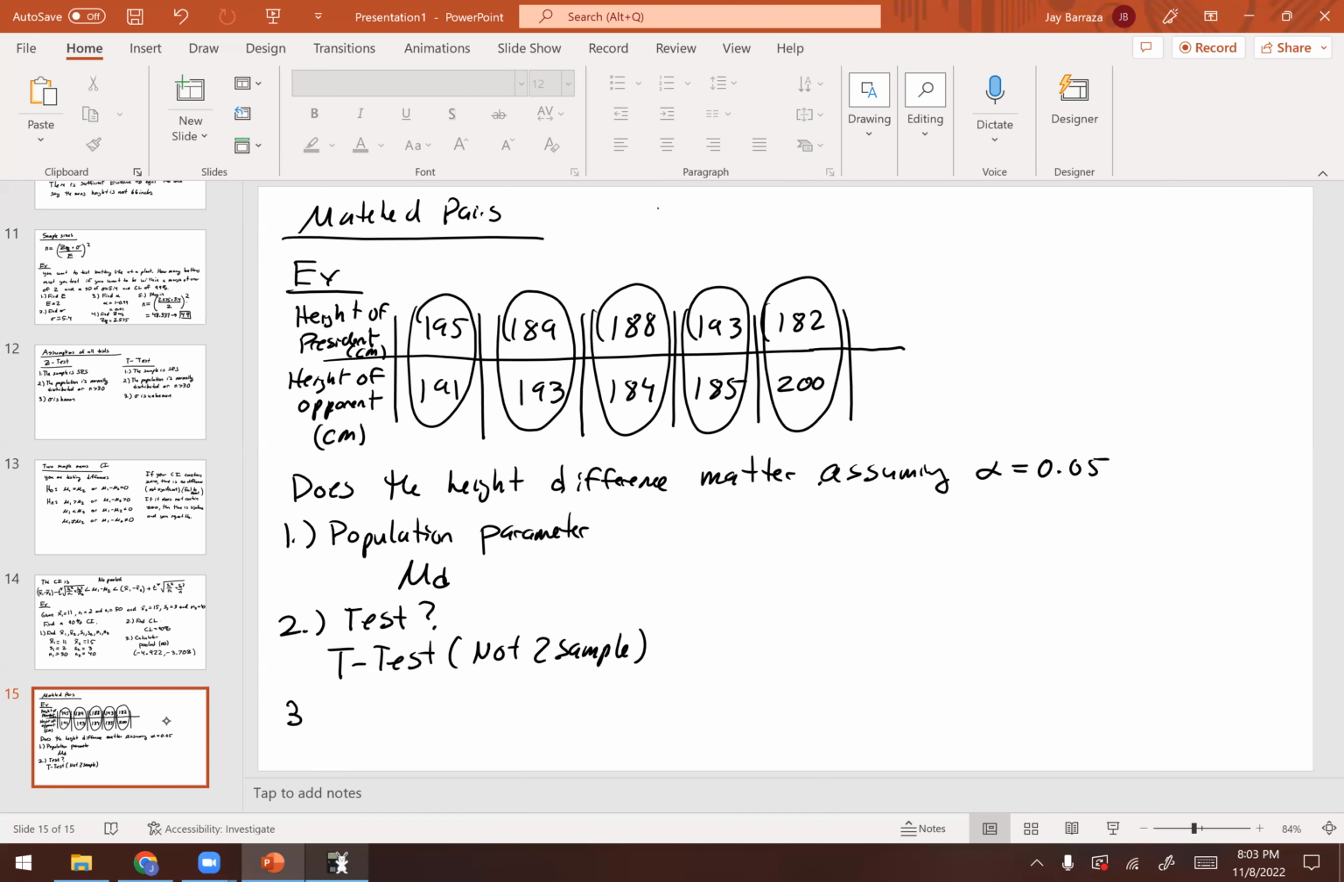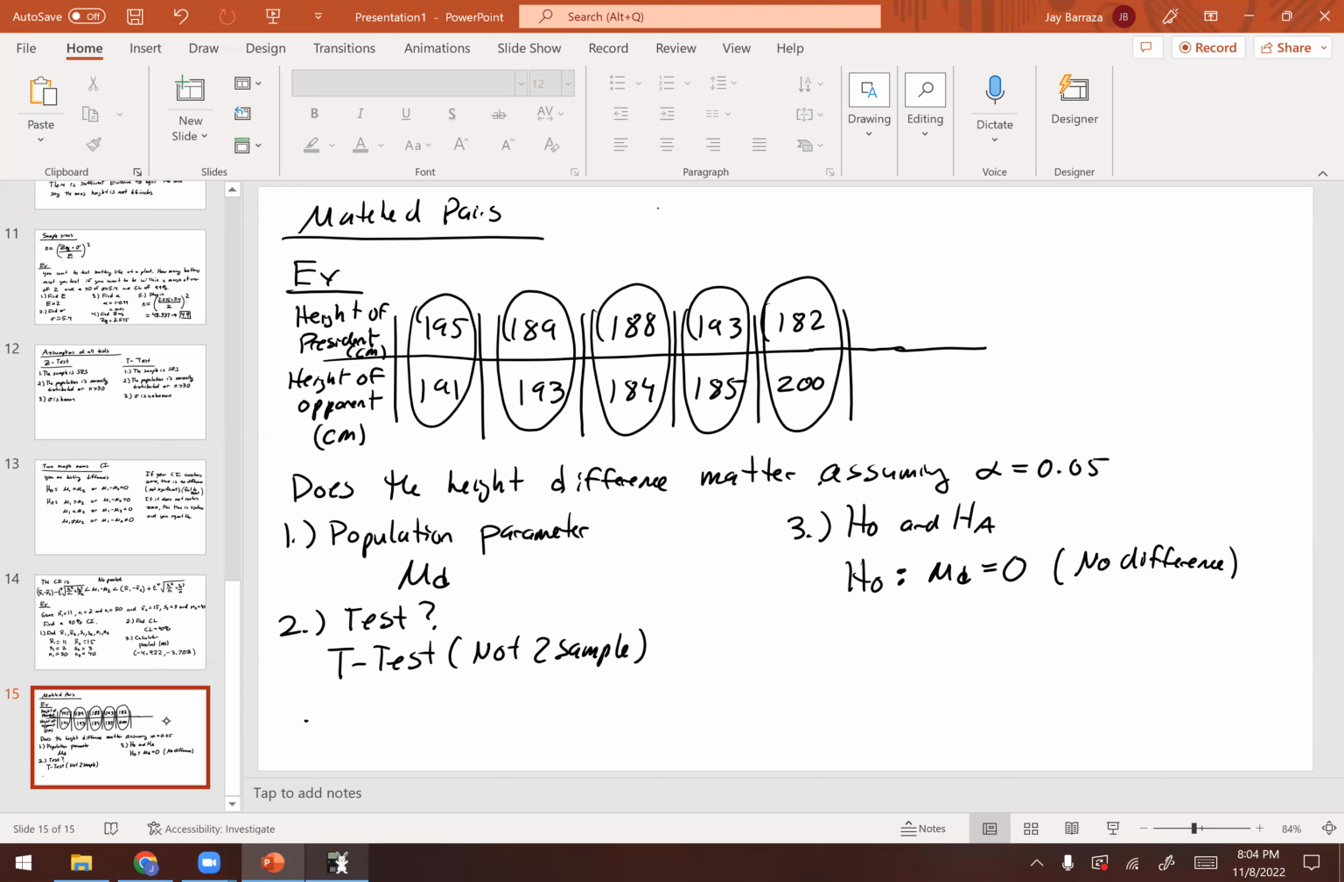Number 3 is going to be, what is H naught and HA? So for any matched pairs, I promise you, mu d is equal to 0. Because if there is no difference, then it's 0. So this means there is no difference. Now, did I make any claim about it being bigger or less than? I did not. Okay. Apologies.